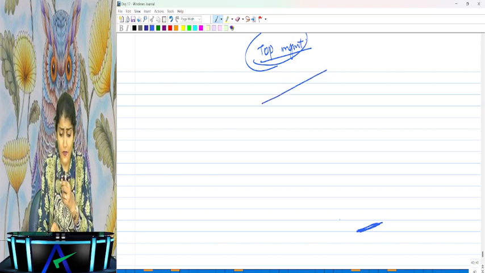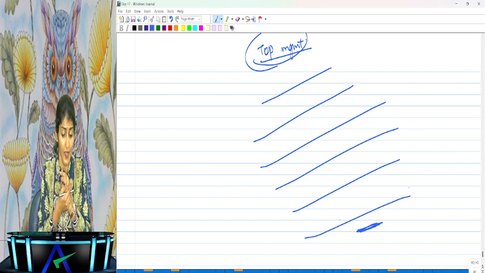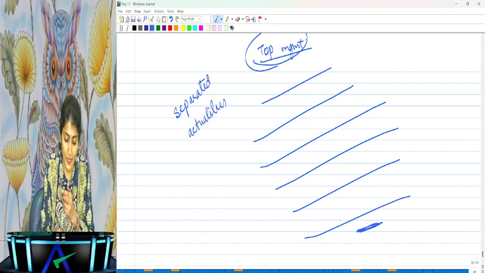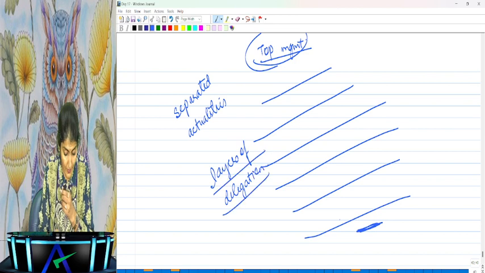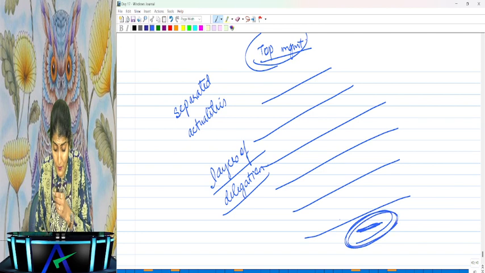No, why? Because there are layers of delegation of authority and responsibility. And the top management has been separated from the actualities in the organization. Why have they been separated from the actuality? Due to the layers of delegation of the authority and responsibility. So the top management, they do not know what problems are there at the ground level.